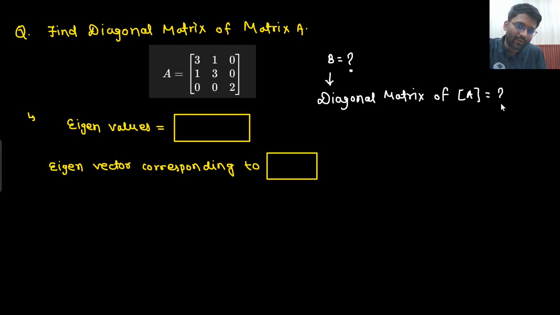Okay, that we need to find out. So what we need to do, what is the procedure? Then we will get the final answer, and then I will tell you that yeah, this is the meaning of diagonal matrix. Okay, so what is the procedure? First you find out the eigenvalues of A.